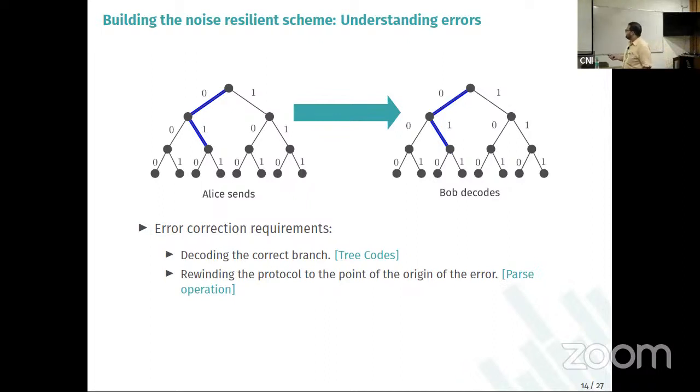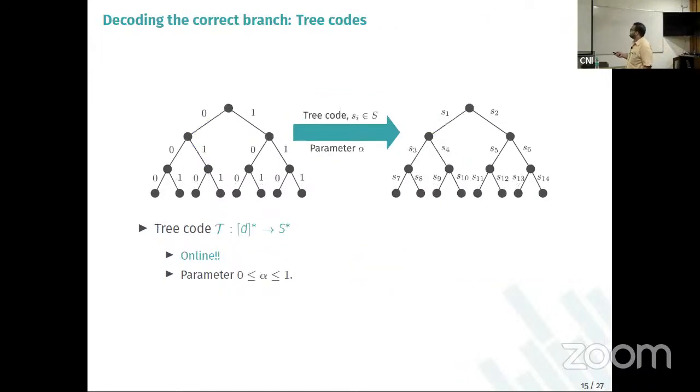So let's look at these one by one. This is simple, this is the more involved. So tree codes. So what is a tree code? A tree code is an online code parameterized by alpha. We'll see where this parameter comes into the picture.